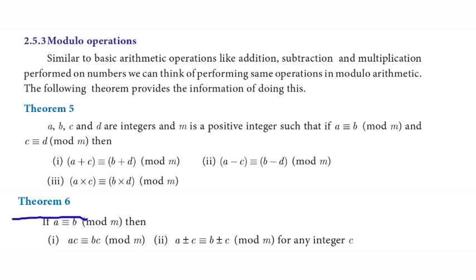Theorem number 6. If a congruent b mod m, then the first one, ac congruent bc mod m. Second one, a plus or minus c congruent b plus or minus c mod m for any integer c.